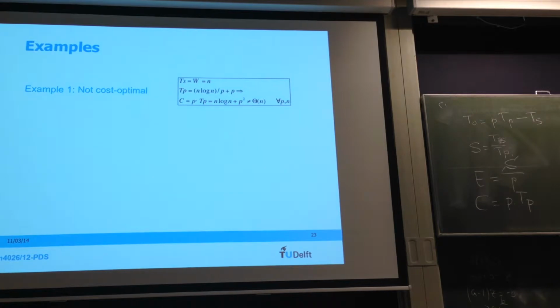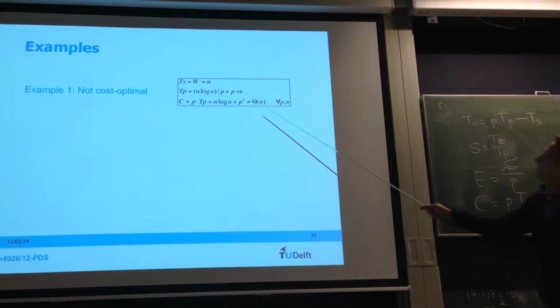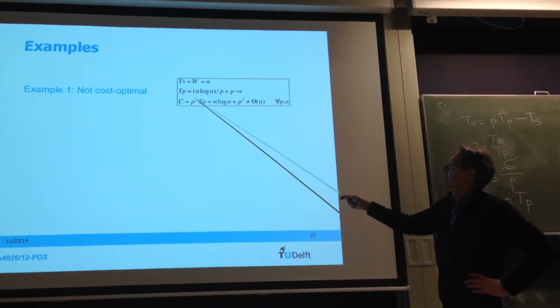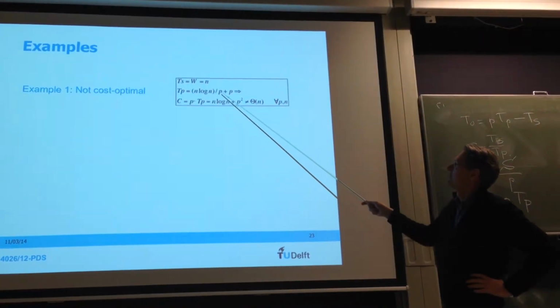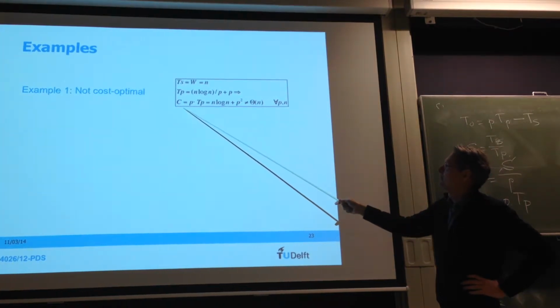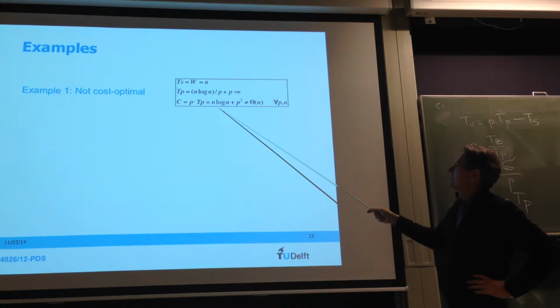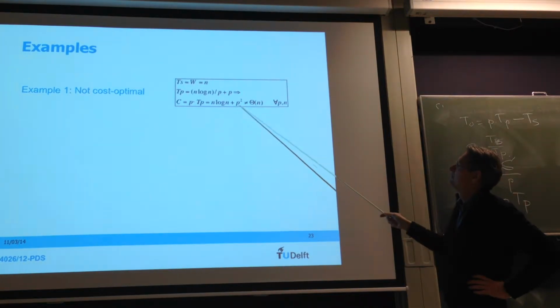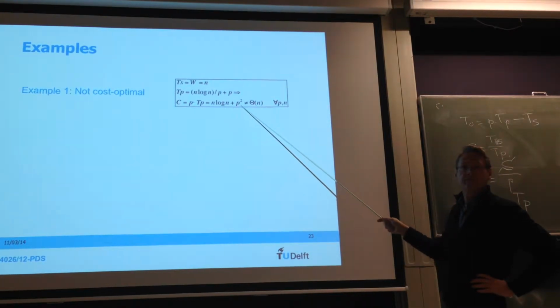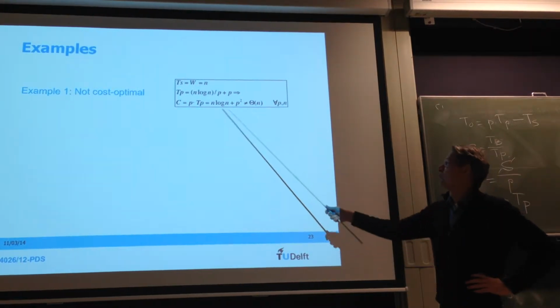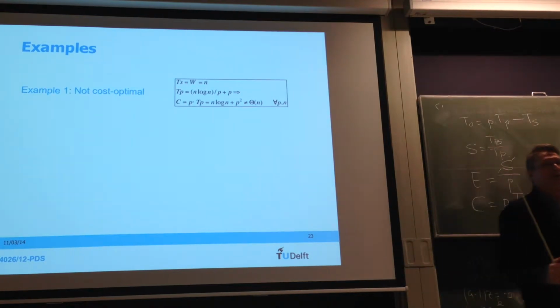The first one is just an arbitrary example. Given is the sequential execution time in terms of the workload, which is n. The parallel execution time is n log n divided by p plus p. Right? Then we calculate the cost, which is n log n plus p squared. Right? Now you can immediately see this is not order n. So this can never be cost optimal because there's an n log n term which you can never get rid of.